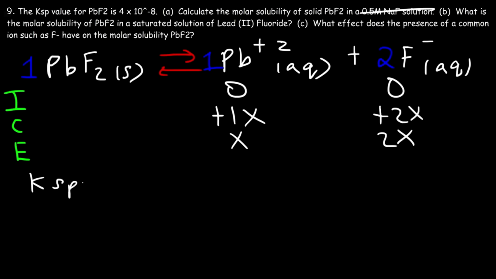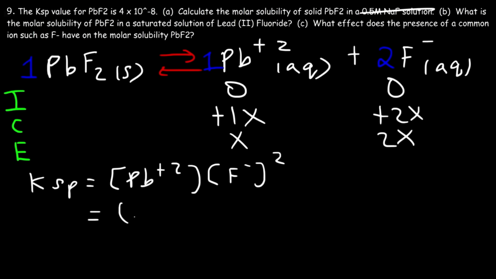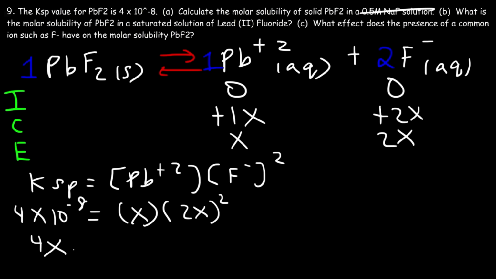So the Ksp expression, which is still going to be Pb2+ times the concentration of fluoride squared. In this case, lead is still x, but fluoride is simply 2x. There's no 0.5 in this example. But Ksp is still going to be 4 times 10 to the minus 8. Now 2x squared is equal to 4x squared, and 4x squared times x is 4x cubed. So our goal is to calculate x, which represents the molar solubility.